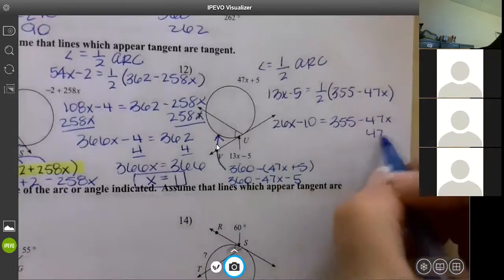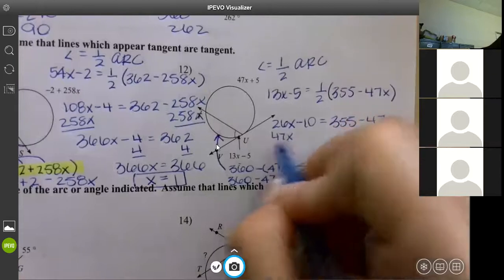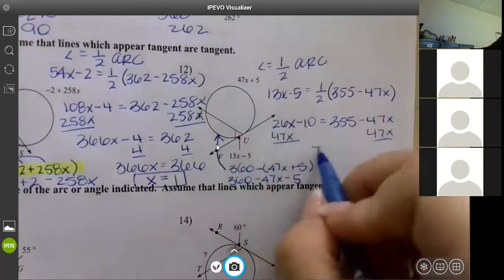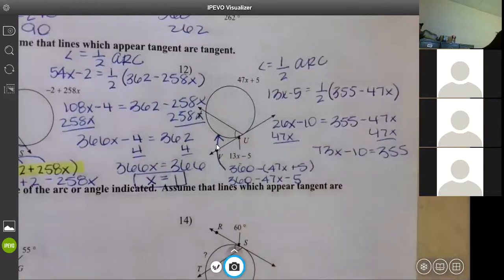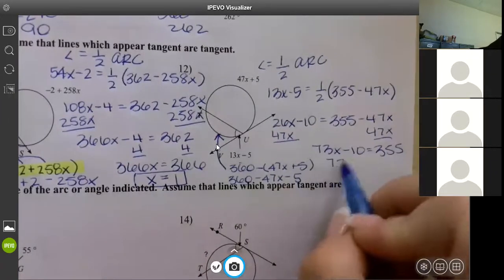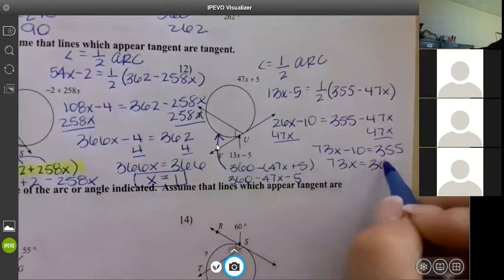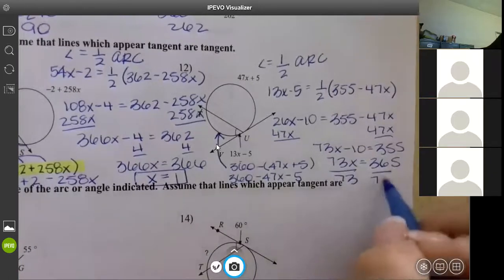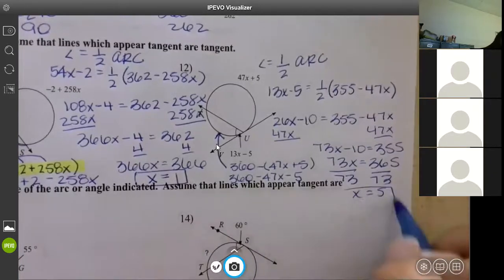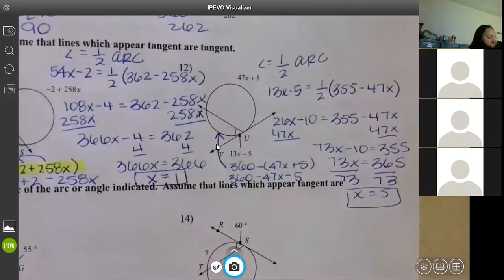I'm going to add my 47x. I get 73x minus 10 equals 355. I'm going to add 10. And I get 365. Then I'm going to divide by 73. And x equals 5. Any questions?